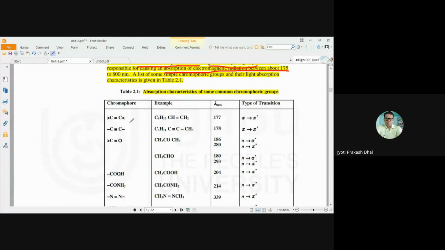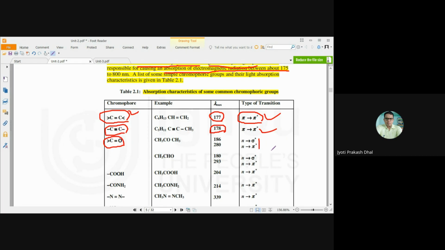So here, if one carbon-carbon double bond is there, this is the chromophoric group, and the transition possible within the molecule is pi to pi star transition. Here the lambda max value is 177, and if a carbon-carbon triple bond is there, the lambda max value is 178, and the possible transition is also pi to pi star transition. And if a carbon double bond O is there, then a non-bonding electron is also there, and also a pi electron is there.